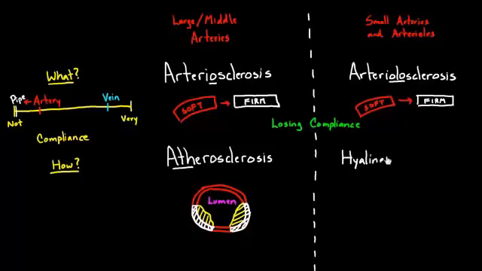Hyaline and hyperplastic. So these are just names for a process. So these are answering the question of how does arteriolosclerosis happen? Well, it happens through hyaline or hyperplastic arteriolosclerosis. So the word appears again here.